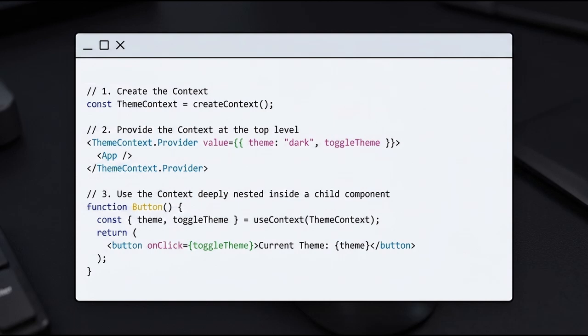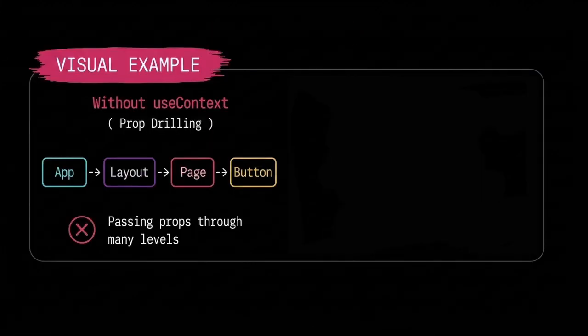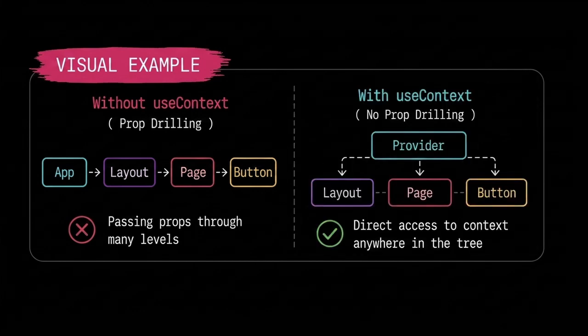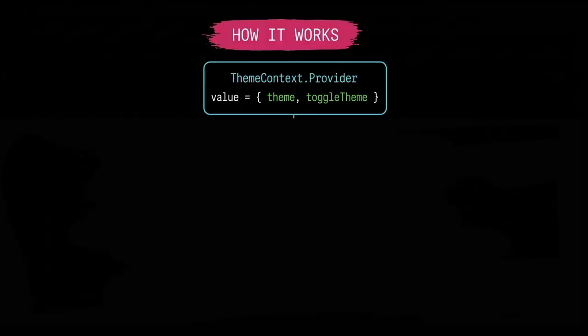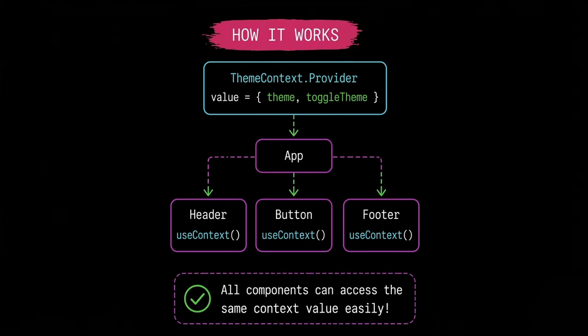Here is how you set it up in 3 clean steps. How it works. Without context, an app passing data from App, Layout, Page, to Button forces Layout and Page to handle props they don't even care about. With useContext, you plug a provider at the top and the button directly pulls the data from it. All child components can access the exact same context value with ease.